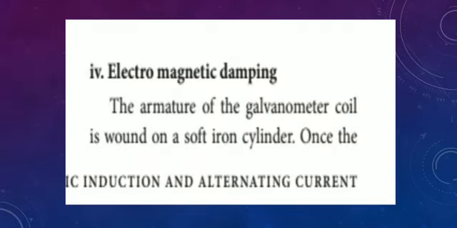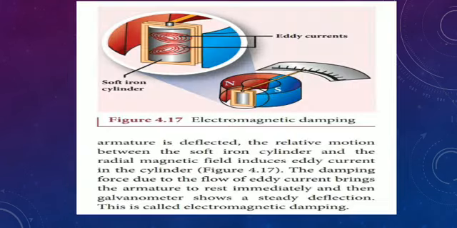And the last one is electromagnetic damping. The armature of the galvanometer coil is wound on a soft iron cylinder, right? If you look at the galvanometer, the needle is attached to the coil and a small magnet. That's why there is a soft iron cylinder. See this, this is the frame. There's the coil. Inside the coil, a plate is attached, and the needle is attached to it. On opposite sides, a magnet is present, north pole and south pole. So that armature is deflected when the current flows, right?